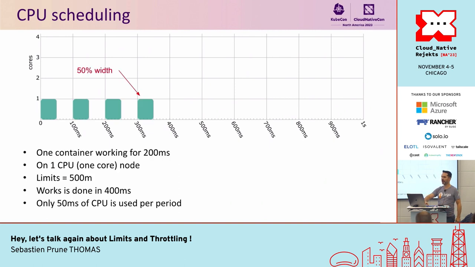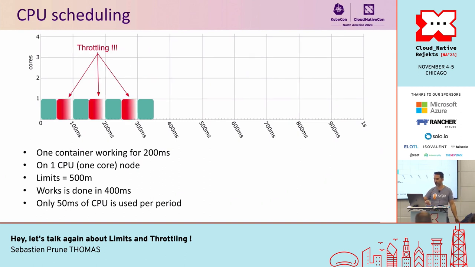This is just like a demonstration of the thing. So again, if you set the limit to half a CPU, then you're going to use half the period, and then you have to wait for the next. Half a period, you wait, half a period, and you wait. So actually, if you set the limit too low, your application is going to take 400 milliseconds to execute. So now your application is impacted. It's working slower than it could because you set the limit too low. And that's what we call throttling.